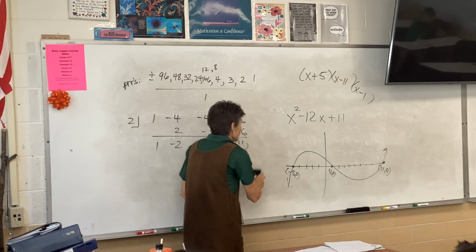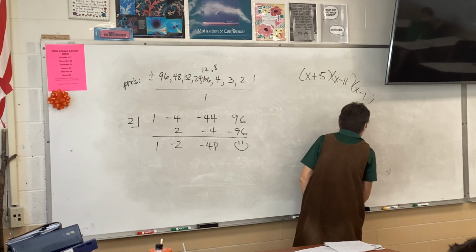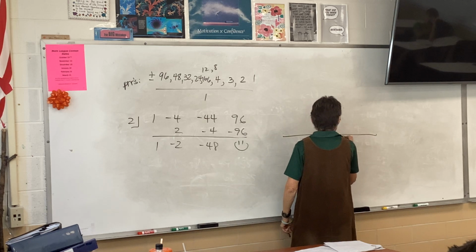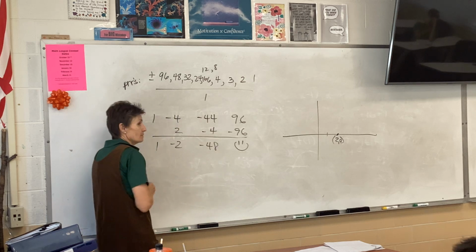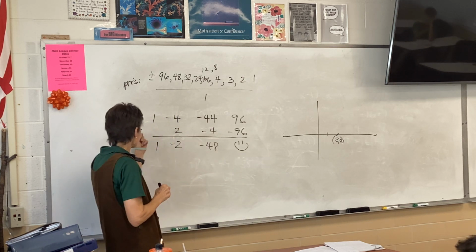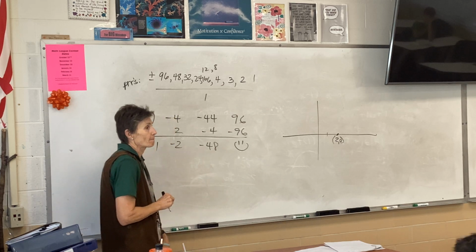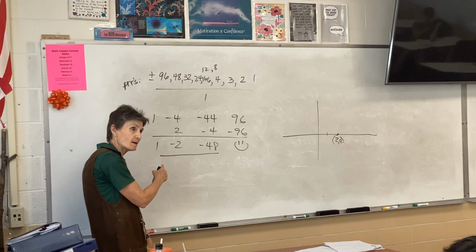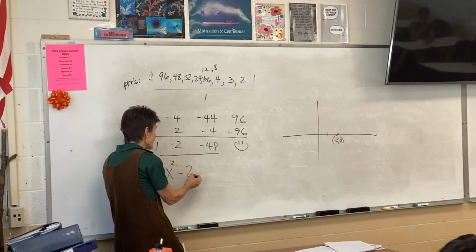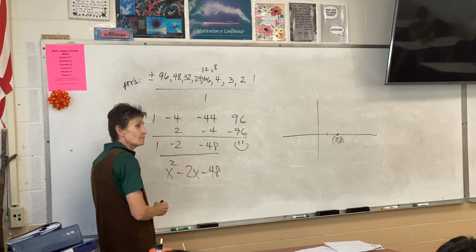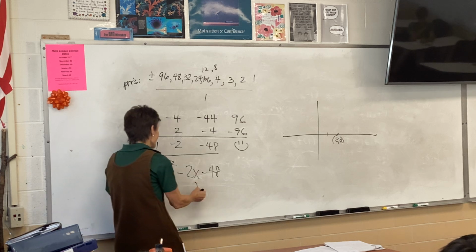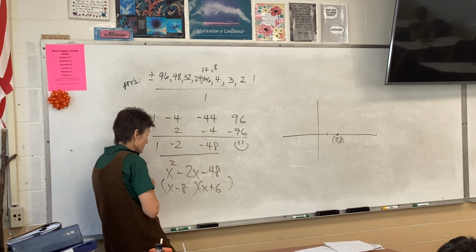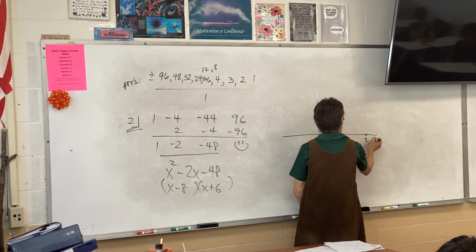Now, don't lose sight of what you're trying to do. You're trying to graph this picture. Right now, you know you have an x-intercept at 2. This number right here, that's your x-intercept. That's the number that gave me a 0. Where are the other zeros going to come from? Right there, the quotient, x squared minus 2x minus 48. That factors into x minus 8, x plus 6. So where do your other 2 dots go? At 8 and negative 6.